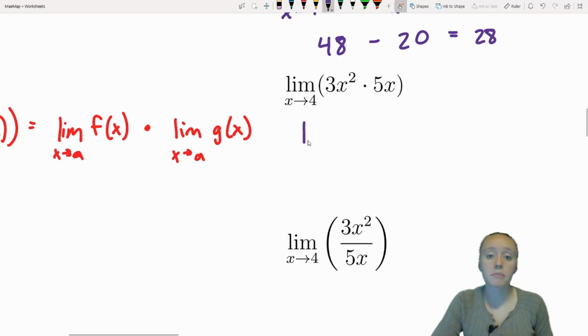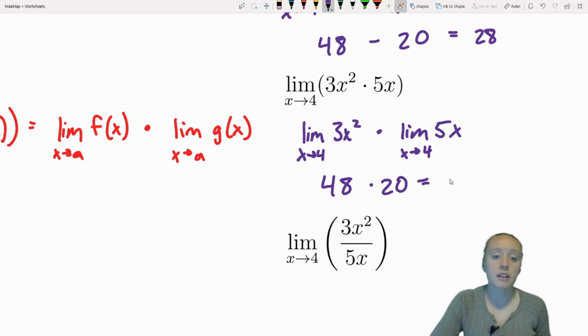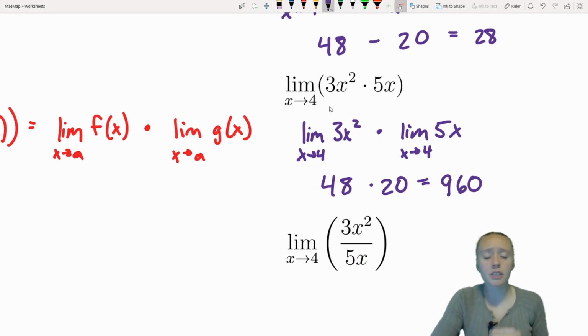I'll split that up to have the limit of 3x squared as x approaches 4 times the limit of 5x as x approaches 4, which I know how to calculate both of those because I've done that above. So this will be 48 times 20, and 48 times 20 is going to give me 960. And as a quick double check, as opposed to splitting this limit up, let's simplify the functions first.